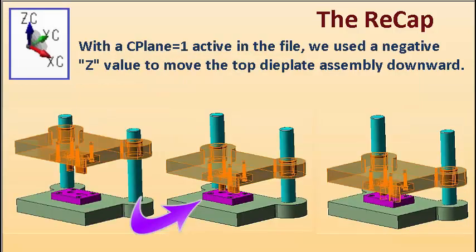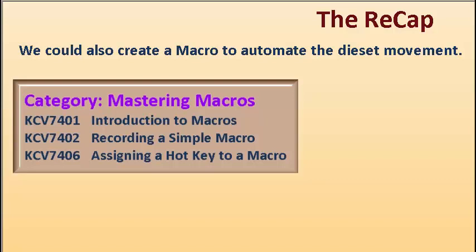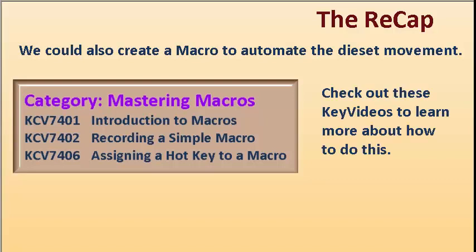With a C-plane equal to 1 active in the file, we used a negative Z value to move the top die plate assembly downward. We could also create a macro to automate the die set movement. You can check out these key videos to learn more about how to do this.